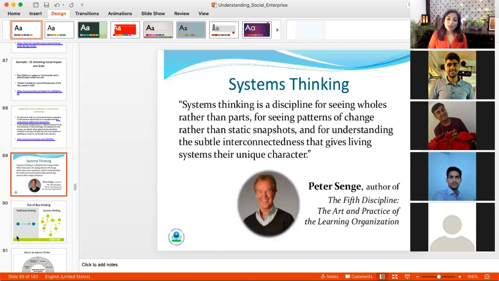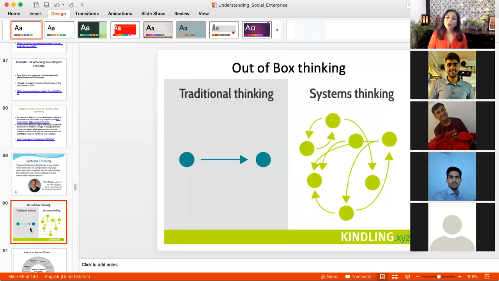Now, going to the next slide, you will see what is kind of out-of-box thinking. Systems thinking and traditional thinking are two different processes of thinking. We are often trained to do that traditional way of thinking where we are unidirectional.